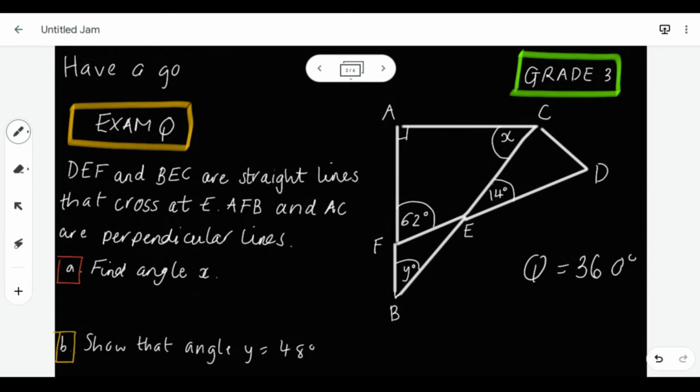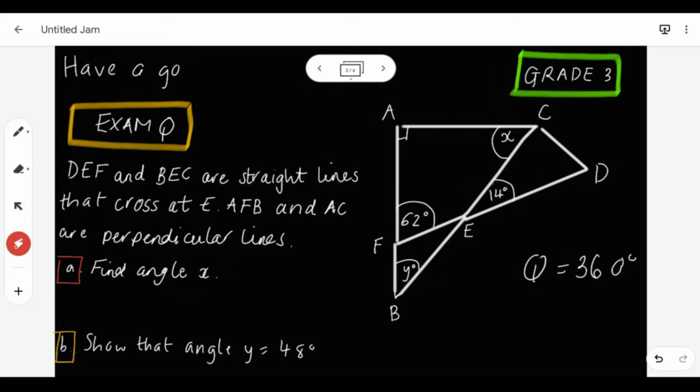Now, this symbol here on the diagram means that it's a 90-degree angle. We know that this part is 62 degrees. We are just not sure of what this part is. Now, to calculate it, all we do is take all of these values away. But before we do that, we need to find out what this angle is.